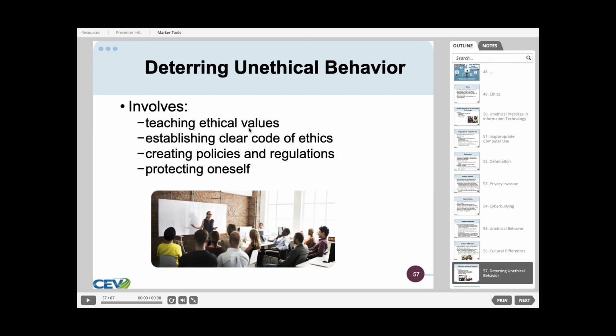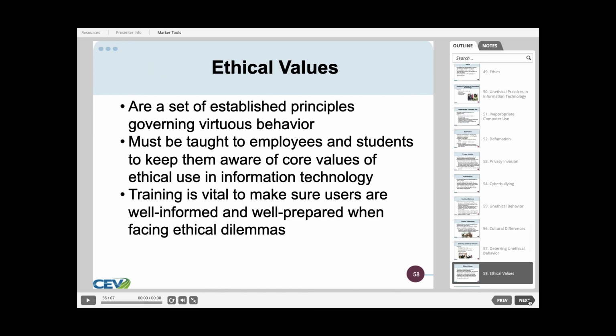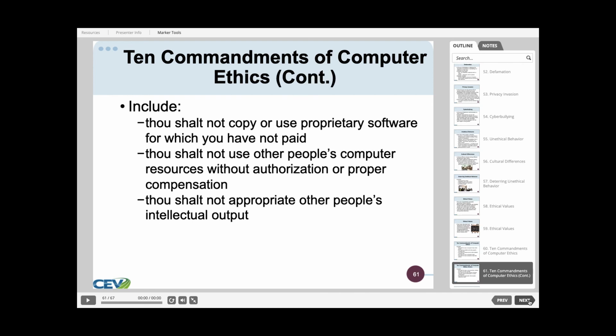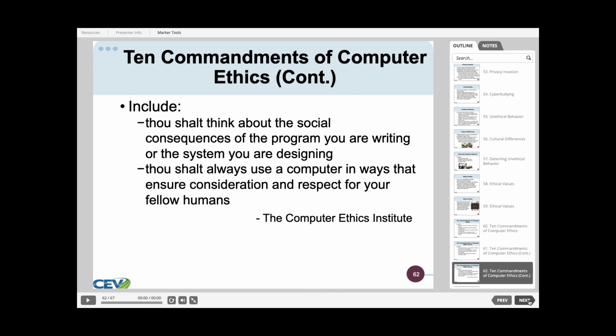Teaching ethical values, clear code. This is kind of some of the social contracts that we do in the classroom. And this whole PowerPoint can be done in like 10 minutes. Thou shalt not use a computer to harm others. Thou shalt not interfere with other people's computer work. Thou shalt not snoop around in other people's computer files. Nice. So some pretty good stuff here.